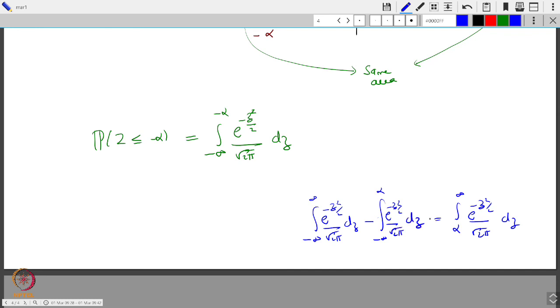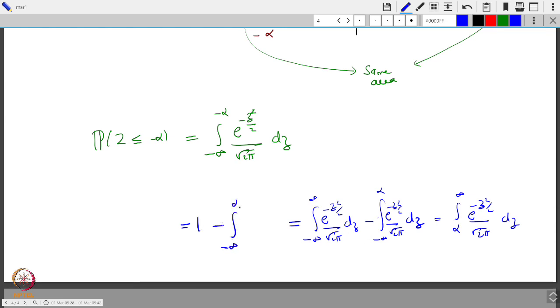This is a jugglery so far, right? I'm just doing a simple jugglery. But it's a density function, so this whole integral is 1. So it's going to be equal to 1 minus the probability from minus infinity to alpha of e to the minus z squared by 2 over square root 2 pi dz.